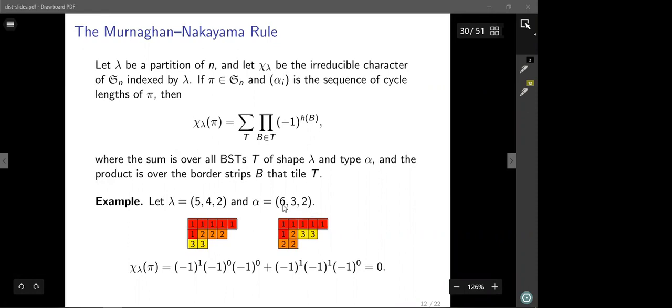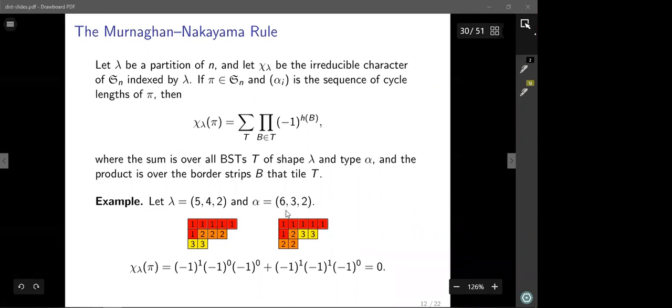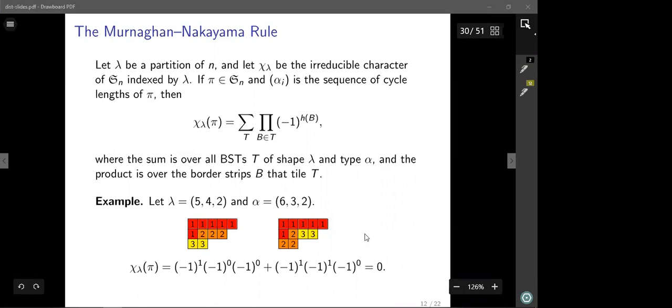So the requirement is that we have to follow the alpha that we're given. We have to have a border strip of size 6, a border strip of size 3, and a border strip of size 2. Another question: you say suppose alpha is the sequence of cycle lengths of pi. What does that mean? Pi is just a permutation, so do you take them in order? How do you define the cycle lengths? Very good, we'll come to that on the next slide.